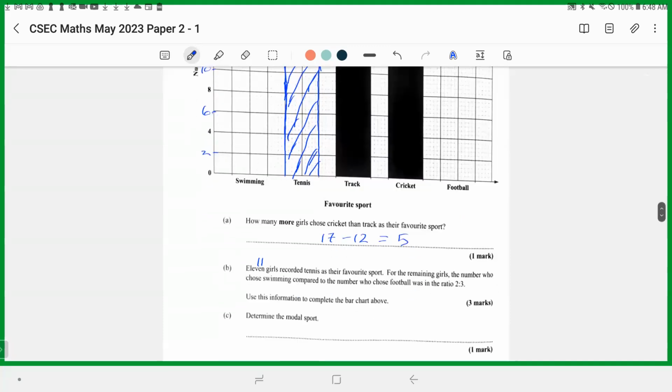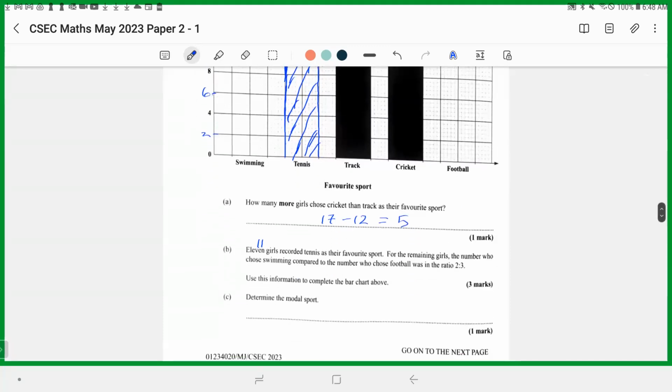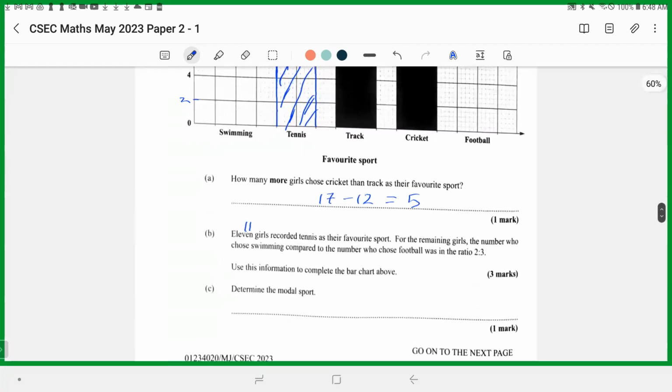All right. So it says for the remaining girls, the number who chose swimming compared to the number who chose football is 2 to 3. So basically what they're saying is that swimming to football, let's set it out. Swimming to football is 2 to 3. And this is the remaining girls.